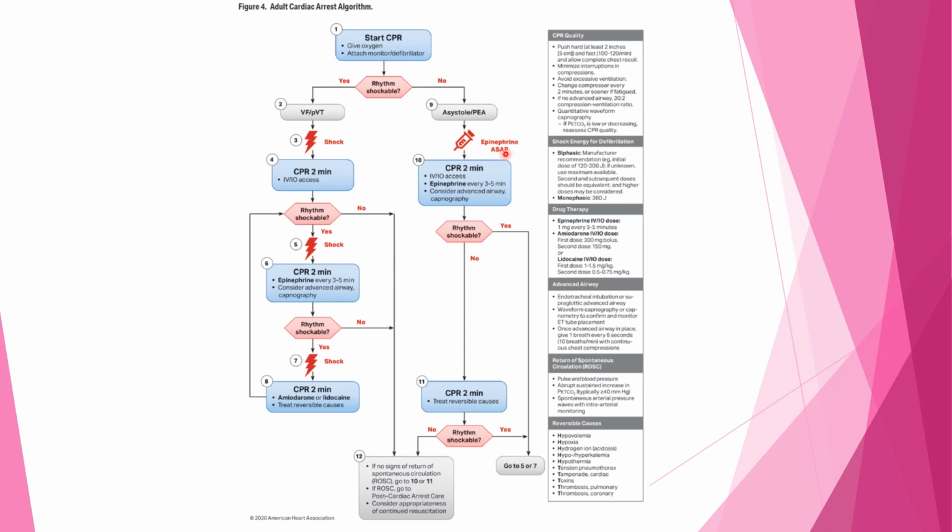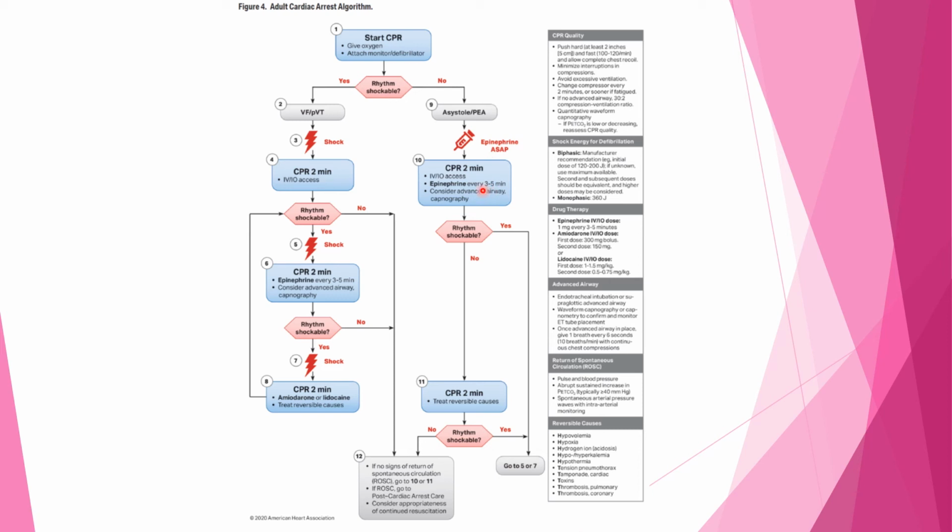As soon as possible, give epinephrine for a non-shockable rhythm. For a shockable rhythm, epinephrine will be after the second shock. But for a non-shockable rhythm, epinephrine will be as soon as possible. So from the first cycle, try to get IV. If not available or you cannot insert an IV, then try IO access. Then epinephrine as soon as possible, this is the first dose.